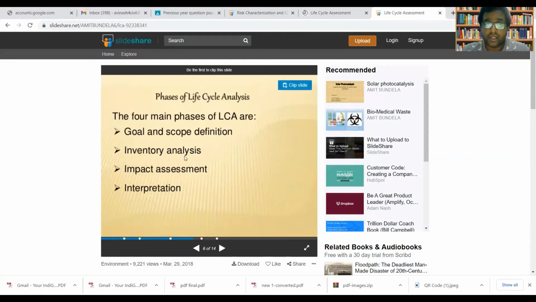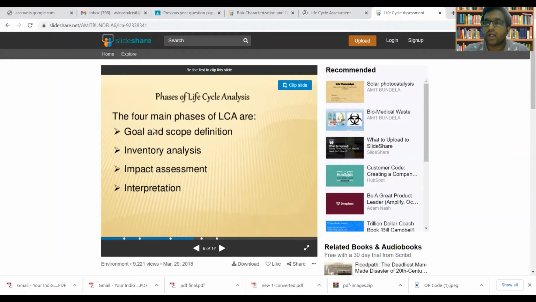Now, this is very important: the different main phases of life cycle analysis. There are four main phases in a life cycle analysis. What are the four main phases? First one is goal and scope definition. You have to define what is the goal or the scope of conducting this life cycle analysis. Secondly, there is another step known as the inventory analysis. Third one is the impact assessment, and final one is the interpretation. These four terms are highly important.